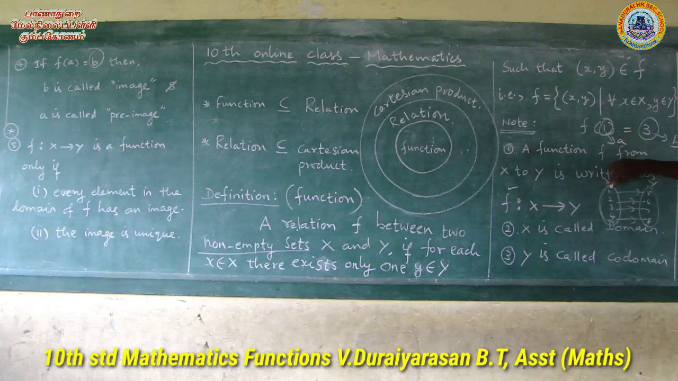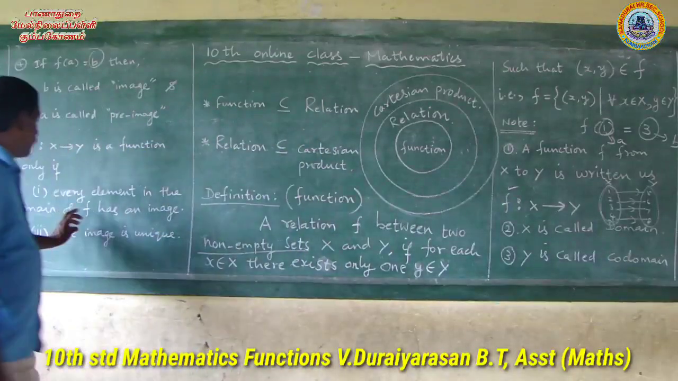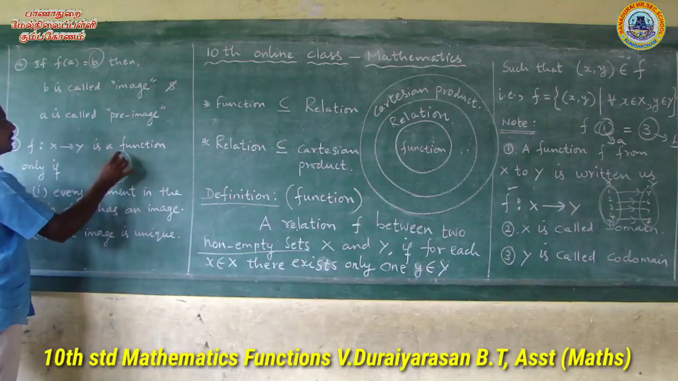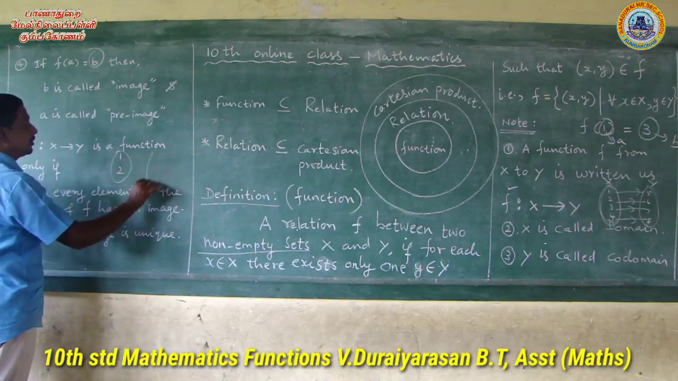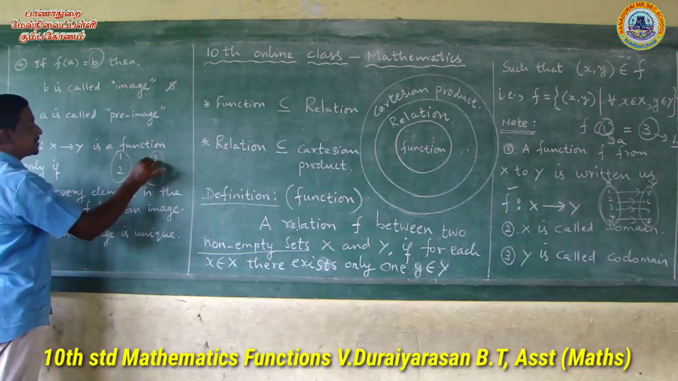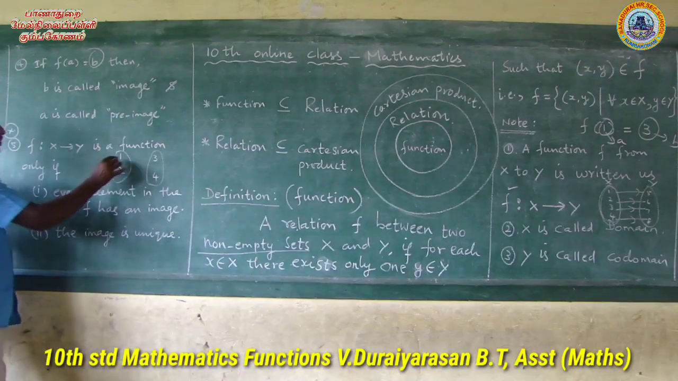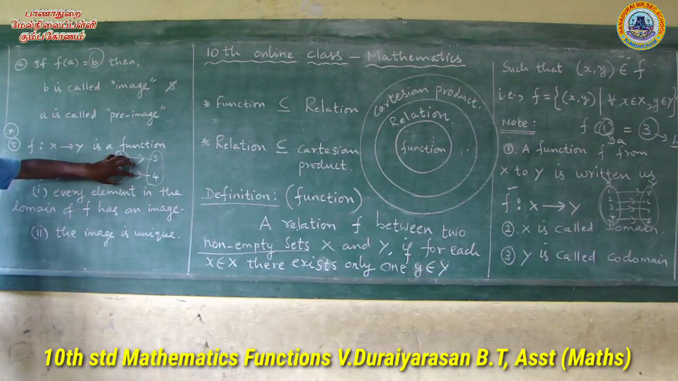So 1 is a pre-image and the matching element is its image. So every element in the domain of f has an image. The second statement: the image is unique. Very, very important point. What is the value of the domain? The domain values are 1 and 2. Codomain is 3 and 4. Is this arrow diagram a function or not?